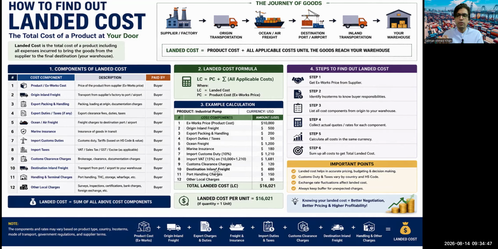So an important point to consider is that landed cost helps in accurate pricing, budgeting, and decision making. While you are doing capex budgeting or opex budgeting to manage your cash flows, this cost helps a lot. Customs duties and taxes vary by country and the HS code, as I already mentioned. Exchange rate fluctuations affect the landed cost, and always keep a buffer for unexpected charges. You have to incorporate this in your purchase order once the shipment has been received.